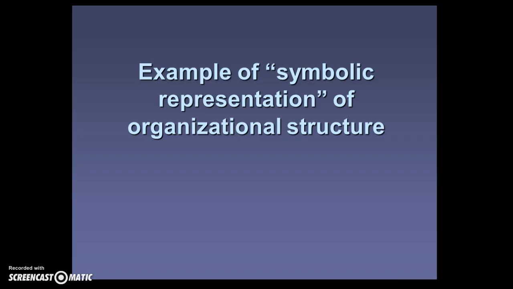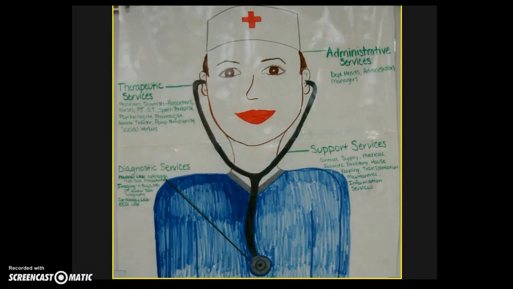So, example of a symbolic representation of the organizational structure. This is going to be one of the projects we're going to do next, is you're going to think of and come up with your own symbolic representation of the organizational structure. So the next slide will show an example of it, just to give you an idea, to get you thinking about what the project will be. So this is an example of a symbolic organizational structure of a hospital that one of the HSTE1 students did a year or two ago.